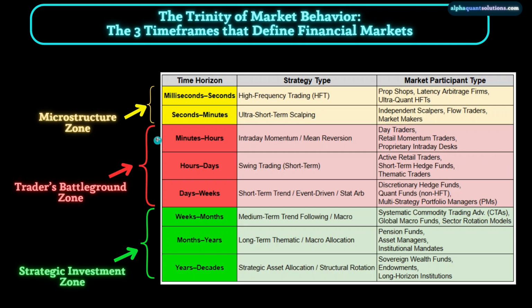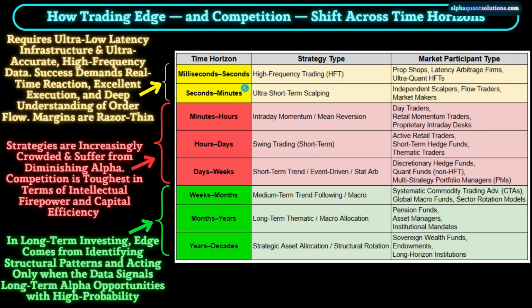Coming back to the three zones we previously identified: the microstructure zone here in yellow, the trader's battleground in red, and the strategic investment zone in green. What else can we say in terms of trading edge and competition as a function of time horizon?